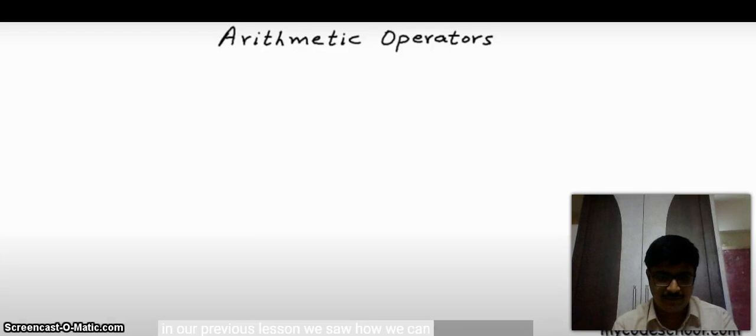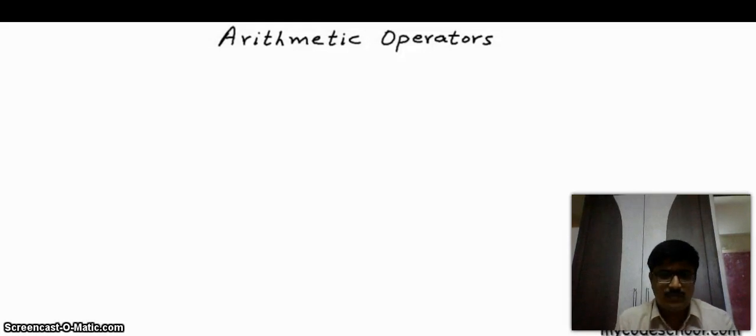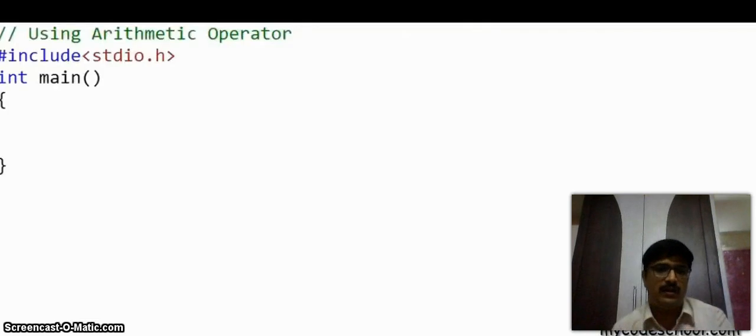In our previous lesson, we saw how we can read the input and print the output using scanf and printf. We also wrote a basic program to find the product of two numbers. Now in this lesson, we will see in detail how we can use various arithmetic operators to perform calculations in our program. Let's get started by writing some code.